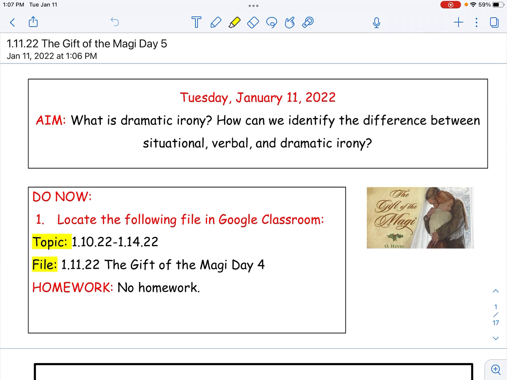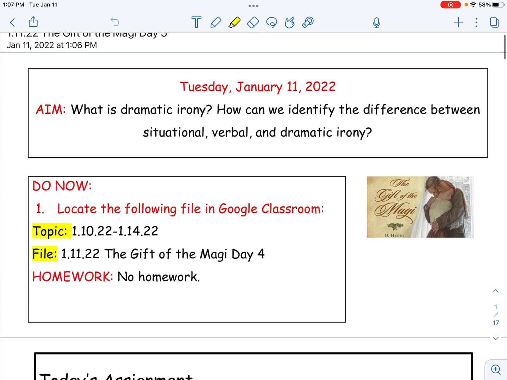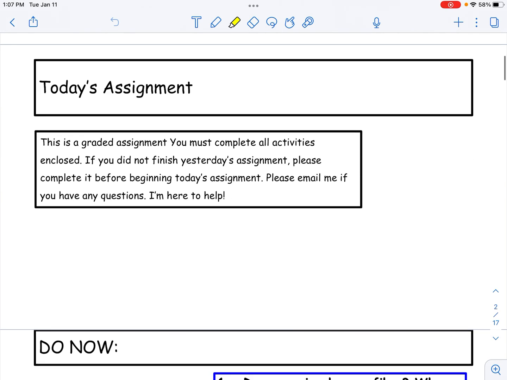So today we're going to talk about dramatic irony. Over the past week, we've learned about two different types of irony: situational irony and verbal irony. The last type of irony we're going to learn about today is dramatic. Dramatic is different than situational and verbal, and you're going to see why. So let's take a look here. What is dramatic irony and how can we identify the difference between situational, verbal, and dramatic irony?